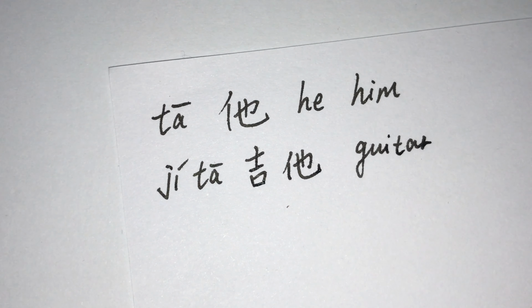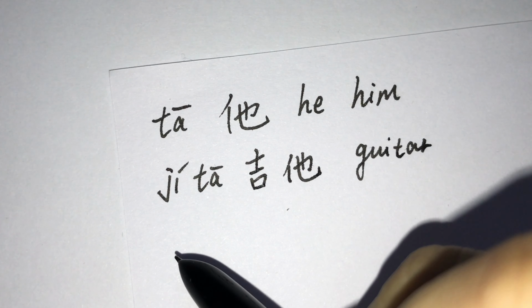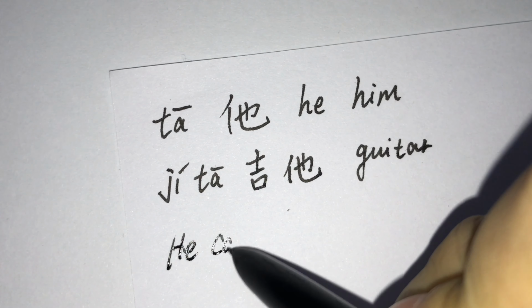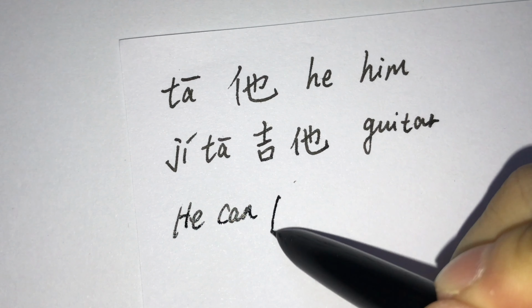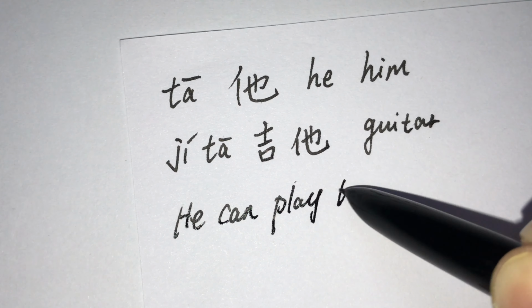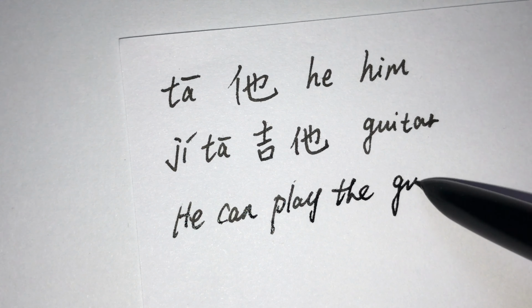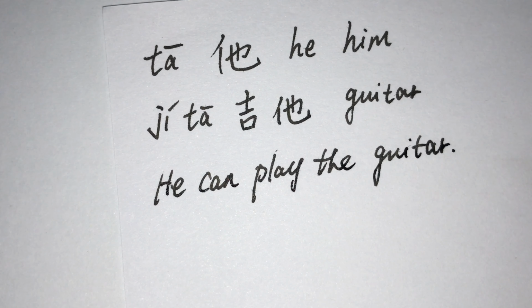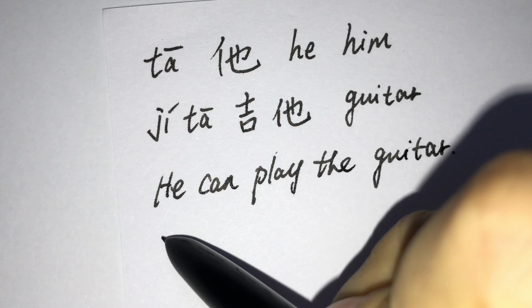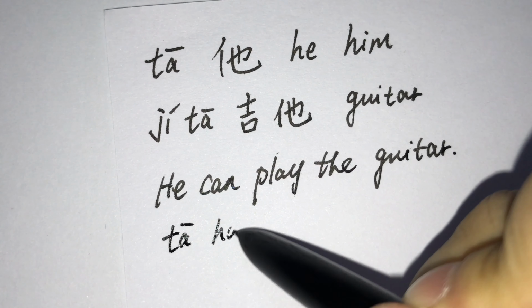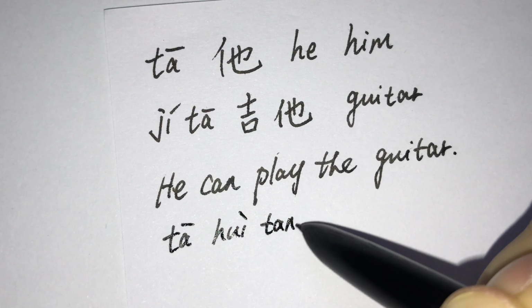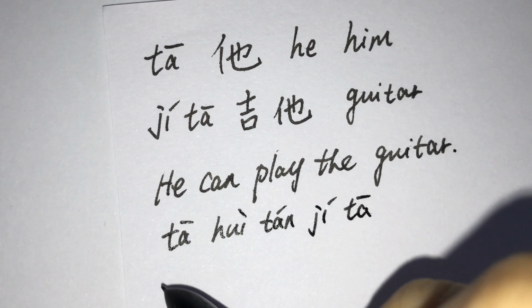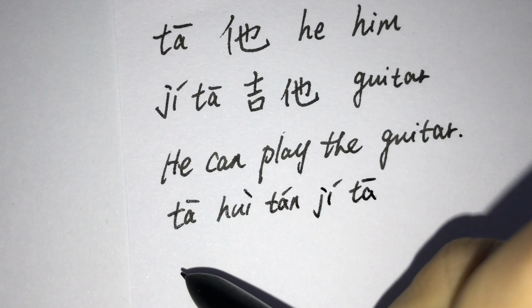Now here is a sentence. He can play the guitar. 他会弹吉他。弹吉他，他 he.